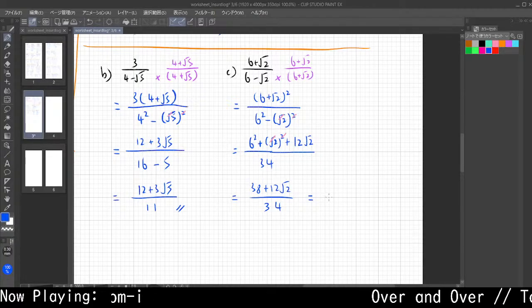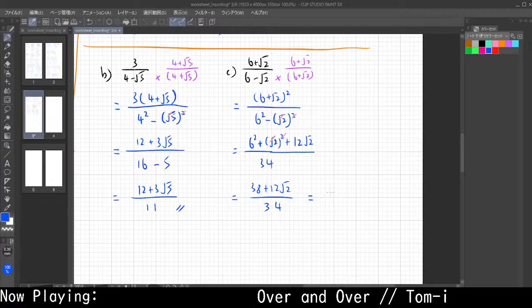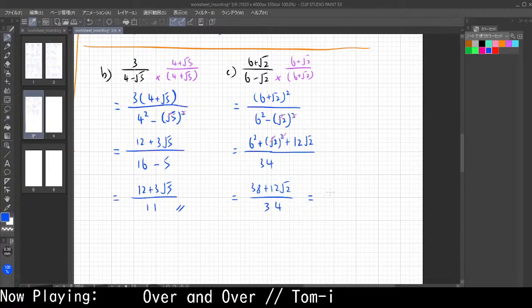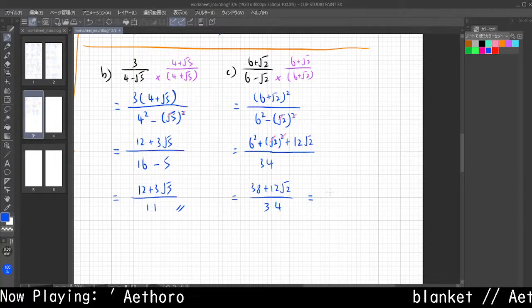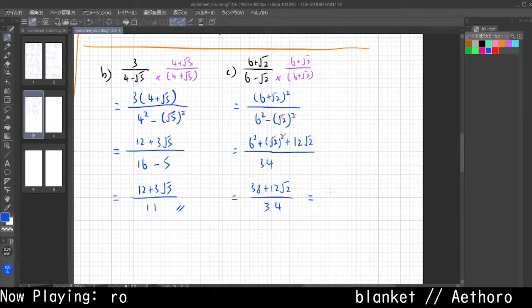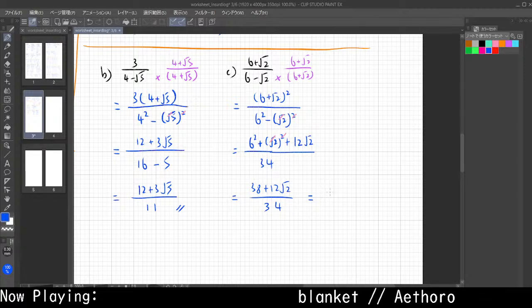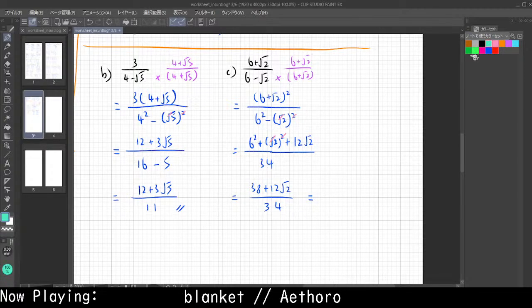Okay. So 38, 12 and 34 are all divisible by 2. If we try to increase it to 4, it just doesn't work anymore because both 38 and 34 are not divisible by 4. And then if you try to go up, none of them are divisible by any numbers anymore. So we will stop at 2. Everything divided by 2.